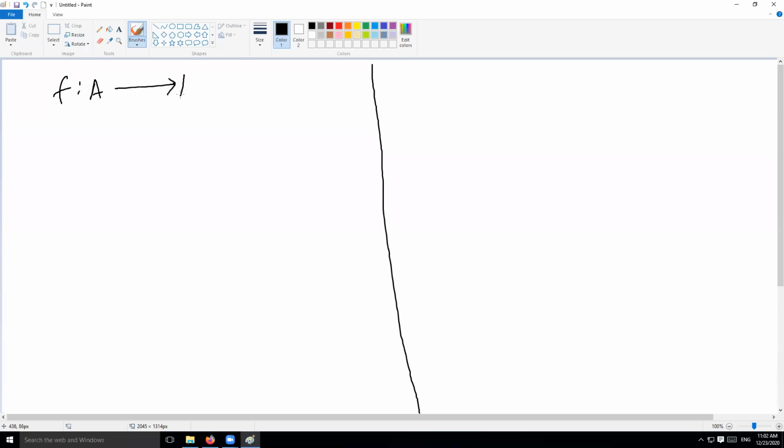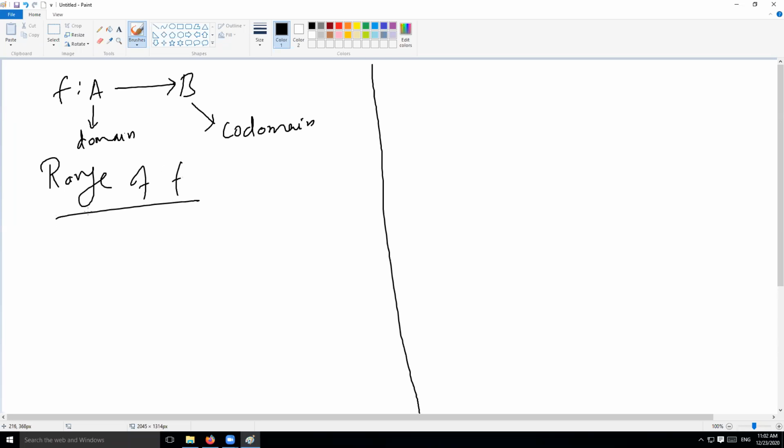So we have defined the function from A to B, where the elements of A are mapped onto B. I know A is called the domain of the function, and to B we gave the name codomain. Okay, but I would like to define the range of the function f. So what do you mean by the range of the function? So the range of the function, let's use the notation f, is what?